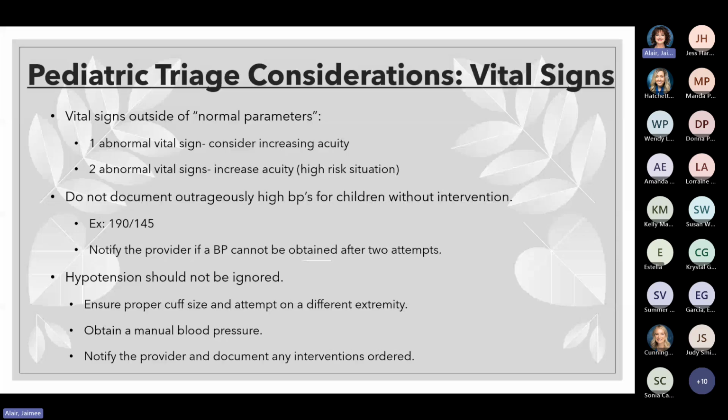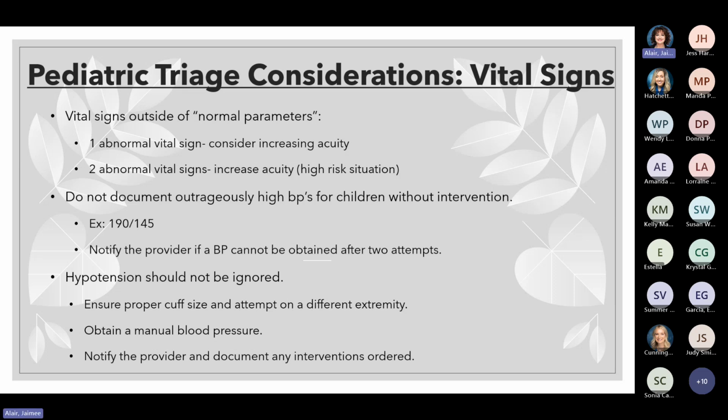When we're considering triage and pediatric vital signs in general, one abnormal vital sign should increase our acuity, and two abnormals should absolutely increase our acuity. At that point, we're in a high-risk situation. We should be cautious with documenting outrageously high blood pressures without intervention, because then it looks like we didn't treat a hypertensive crisis, when in reality, the patient was just moving and crying. Placing nurses' notes stating the patient was moving and crying and trying later is within our policy. We have it in our policy that we notify the provider if it can't be obtained after 2 attempts, and then we just try later in the visit.